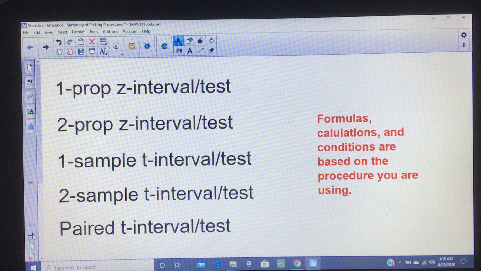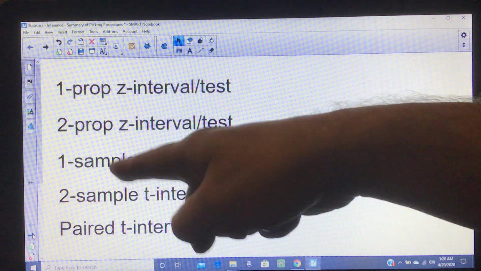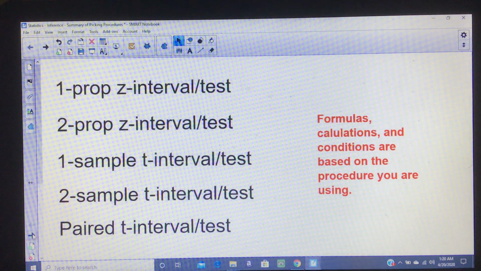They're broken up into 5 categories. The names will usually tell you what they're doing. So the 1 or 2 part in the beginning tells you how many samples you have. So notice that there's 1 and 2 proportions and 1 and 2 sample. The sample stands for sample means. So I don't know why they don't just say means, but they don't.